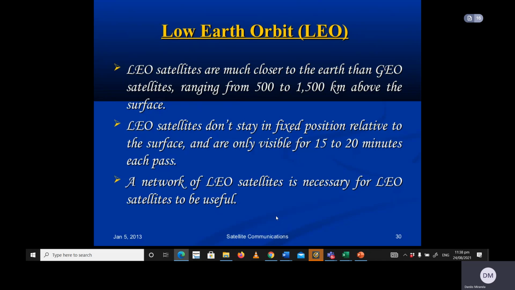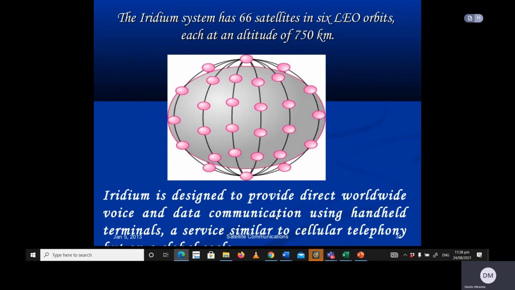So the LEO has an altitude ranging from 500 to 1,500 kilometers above the surface of the Earth. The LEO satellites don't stay in a fixed position relative to the surface and are only visible for 15 to 20 minutes. So that is how it moves. A network of LEO satellites is necessary for LEO satellites to be useful.